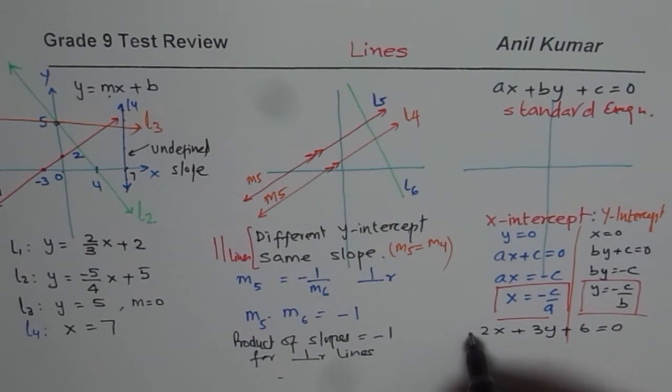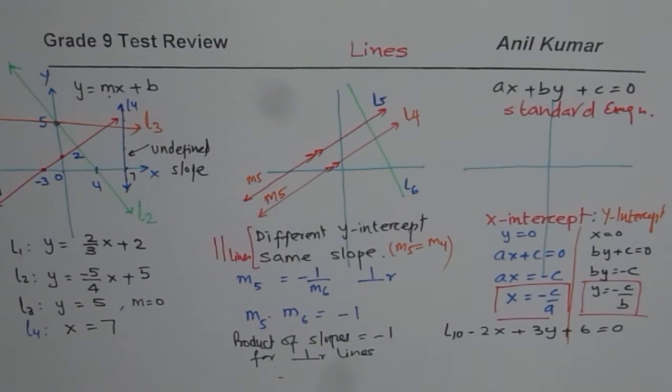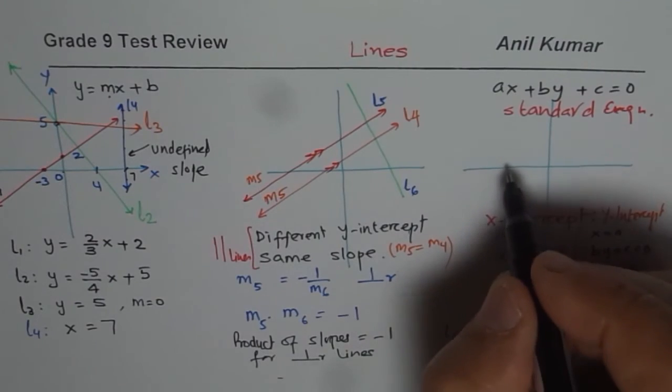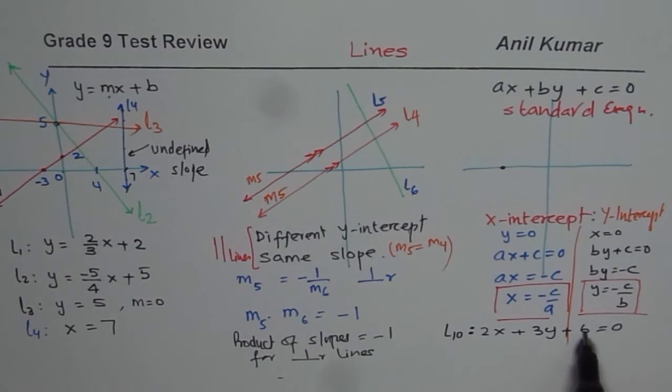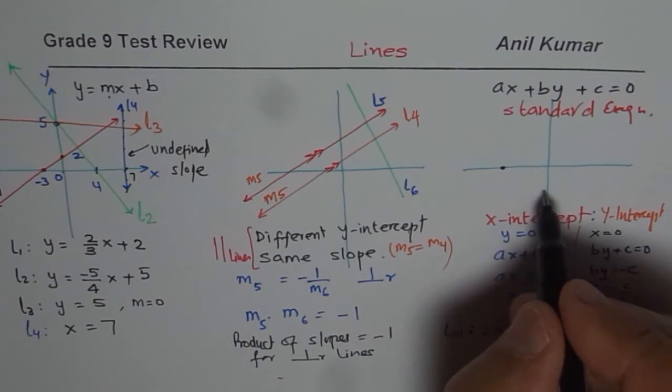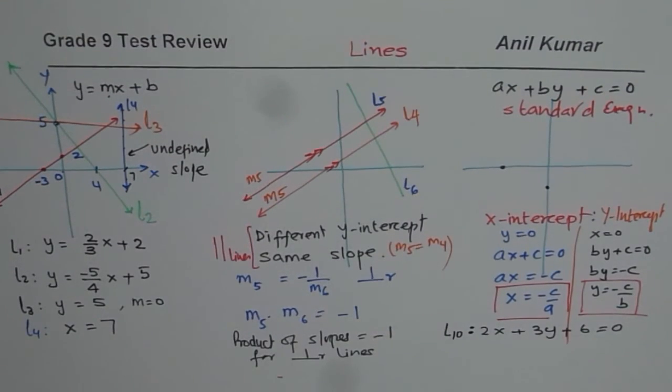So for this particular equation, let's say this is line 10. We have so many lines. Let me say line 10 for this, okay? In that case, what you can find is the x-intercept of minus 6. You can use the formula. This is c. Minus 6 divided by 2, which is minus 3. Let us say the x-intercept is here. The y-intercept will be minus 6 divided by 3, which is minus 2. So let's say that is here. Joining these 2 points, we get our equation.